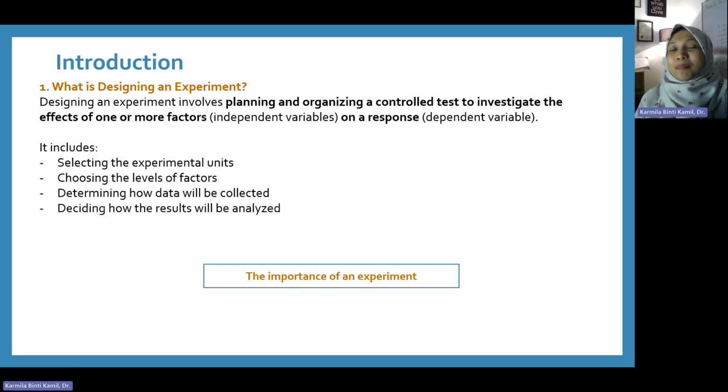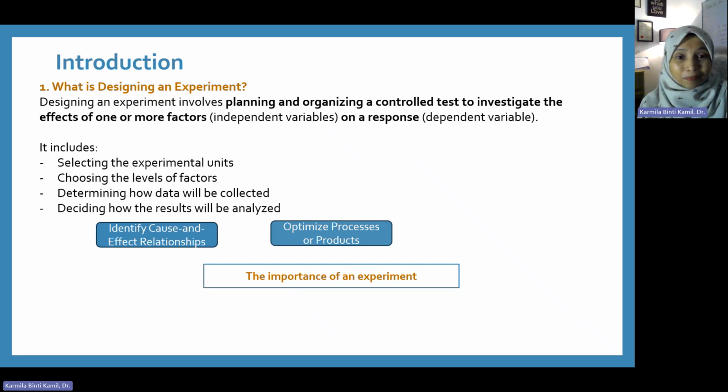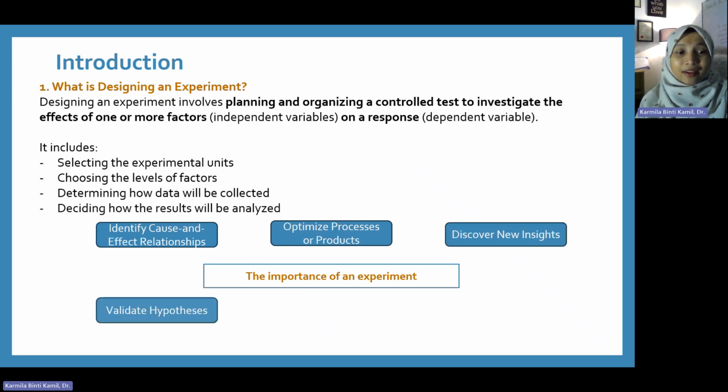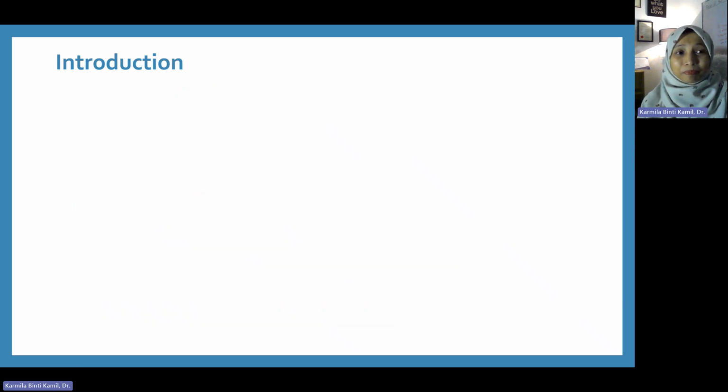All right, so what is the importance of an experiment? Okay, if I give you the chance to list out, I believe that you can list out a lot of benefits, a lot of advantages of doing experiments, right? So I just listed some of them here. First one is to identify cause and effect relationships, to optimize processes or products, discover new insights, validate hypotheses, reduce uncertainty, and comply with standards or regulations.